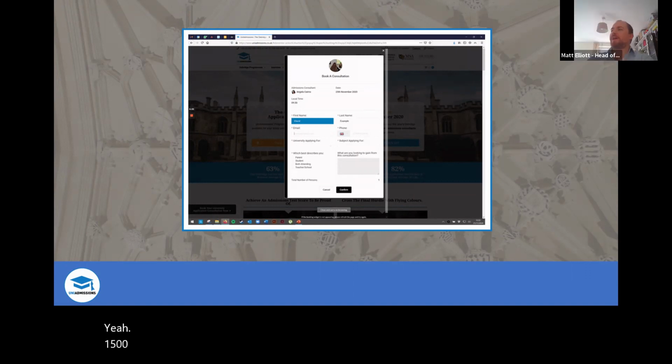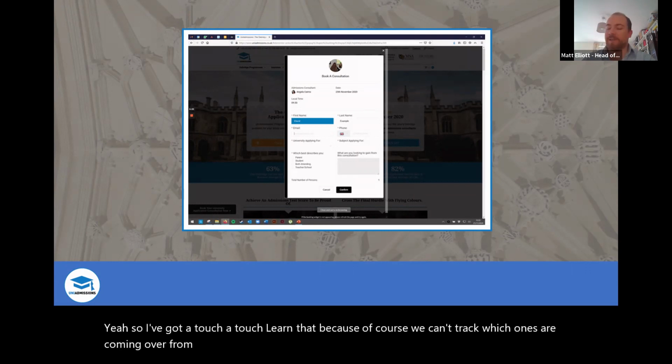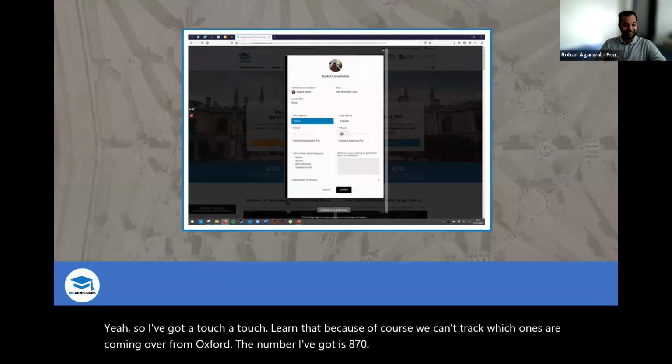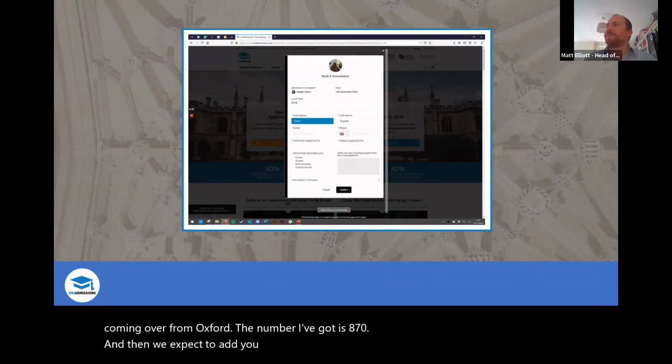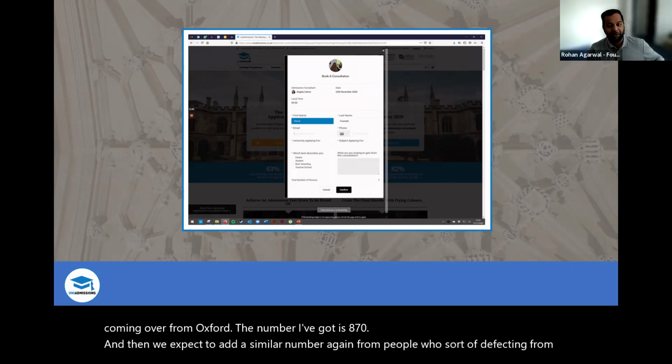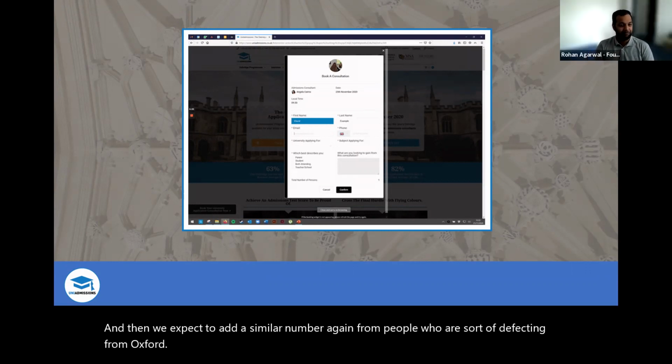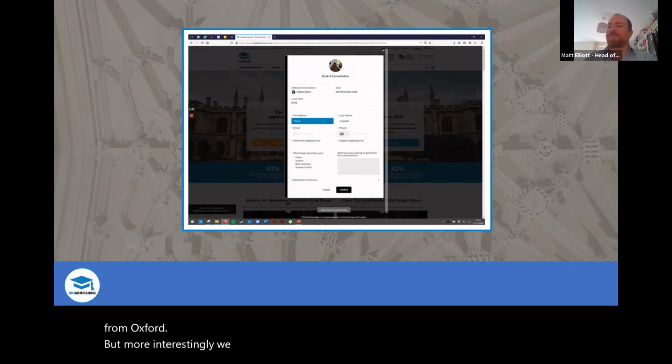Yeah, so I've got a touch lower than that because, of course, we can't track which ones are coming over from Oxford. The number I've got is 870. Okay, so 5%, just over 5%. Yeah, and then we expect to add a similar number again from people who are defecting from Oxford. Yeah, which is actually really common. So yeah. But more interestingly, we have a further 25 people who are reapplying for the second time.